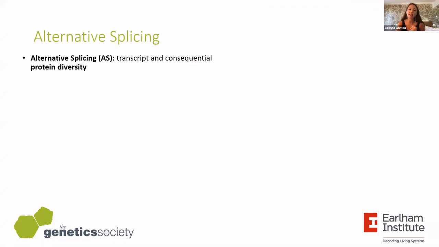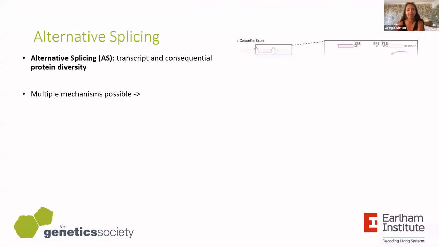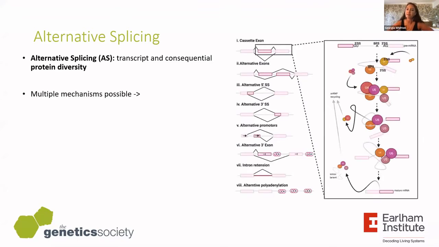So alternative splicing is a really important mechanism that happens to pre-messenger RNA to make mature messenger RNA, and it essentially allows us to chop and change exons into differing arrangements. You can see a multiple variety of mechanisms here, and essentially the main gist is to put these exons into new arrangements, which gives us differing transcripts and differing proteins.